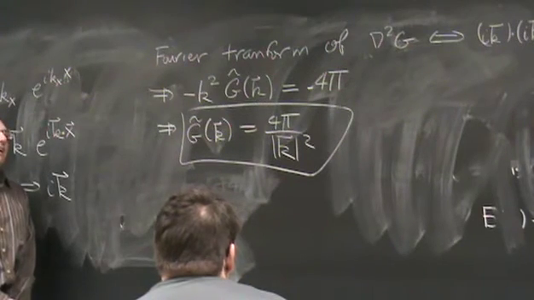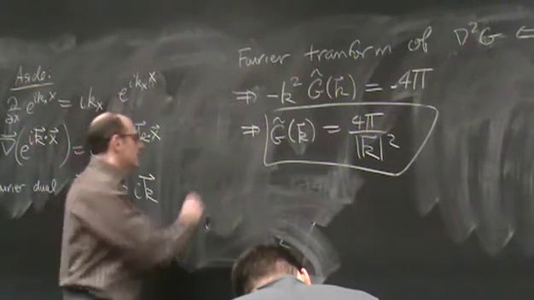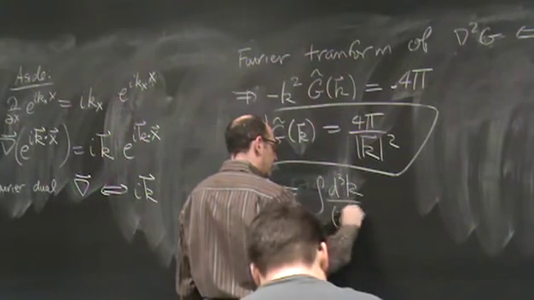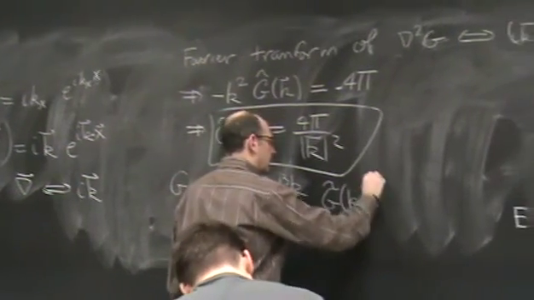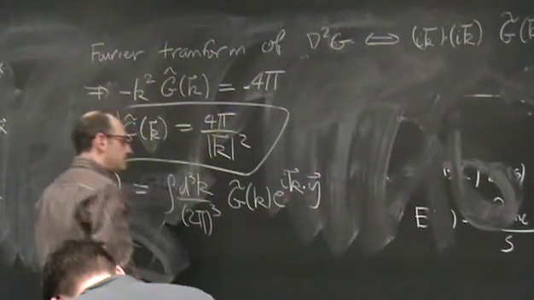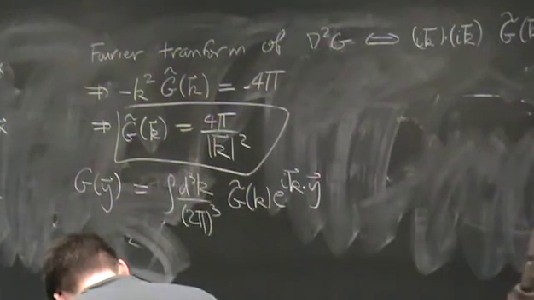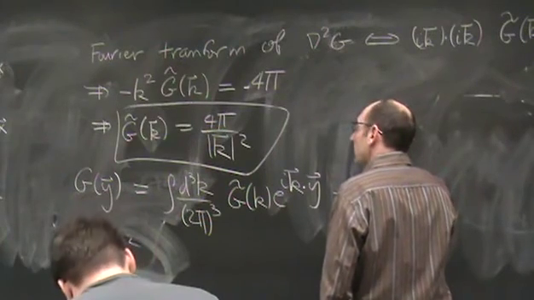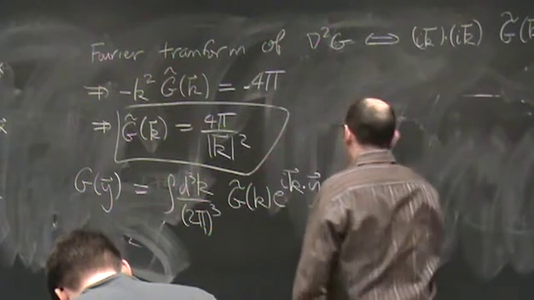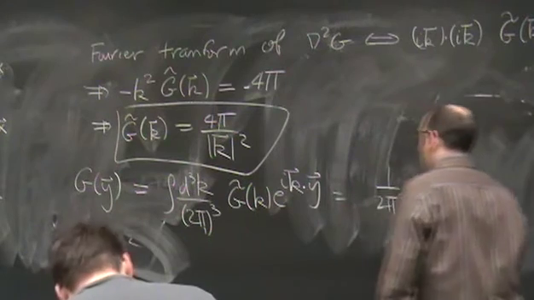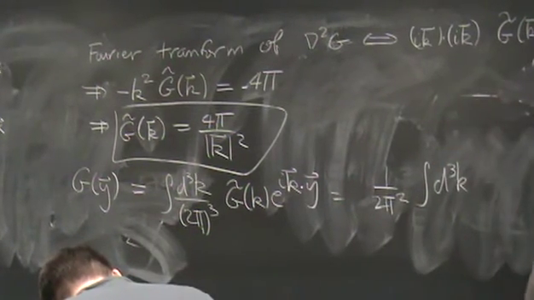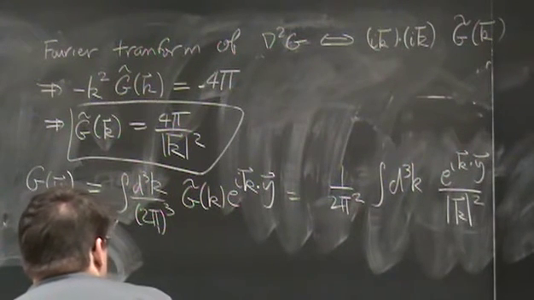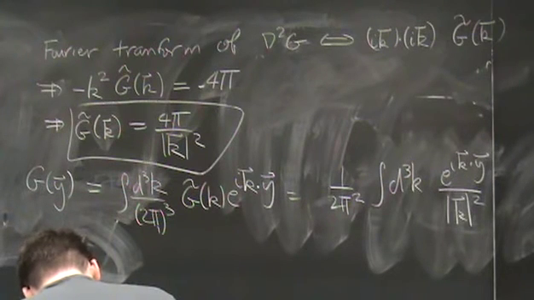So now we just have to take the inverse Fourier transform to find the Green's function. The Green's function as a function of its argument is equal to the integral over 3 k vectors, G tilde of k, e to the i k dot y, which is equal to 4 pi over (2 pi) cubed, so 1 over 2 pi squared, times the integral over 3 k vectors of e to the i k dot y over the magnitude of k squared. So that's the integral we have to do.